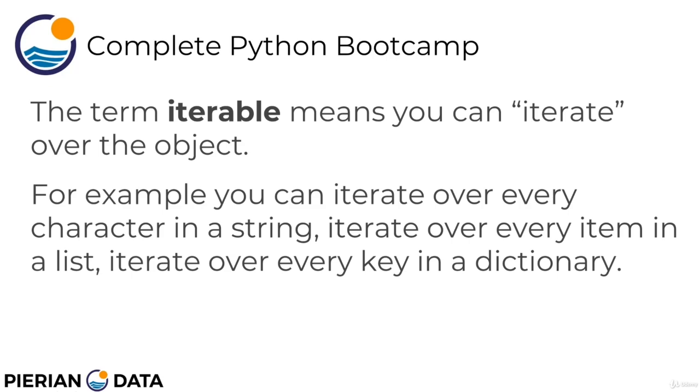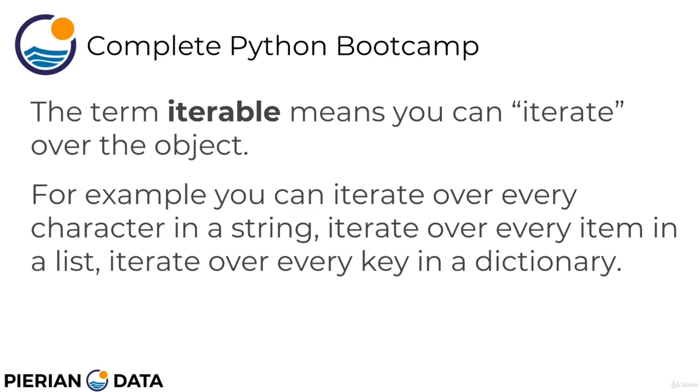So all this term means is that you can iterate over the object, and that means you can perform an action for every thing in that object. So for example, for every character in a string, you can iterate through that string and then do something for every character. Often maybe you want to print out every single letter in that string or every single character in that string. So that means the string is an iterable object. You can work through it.